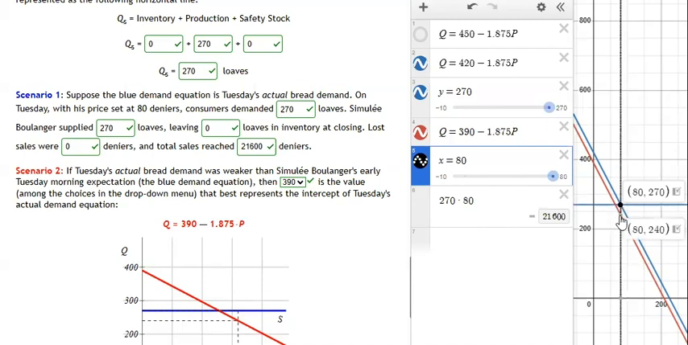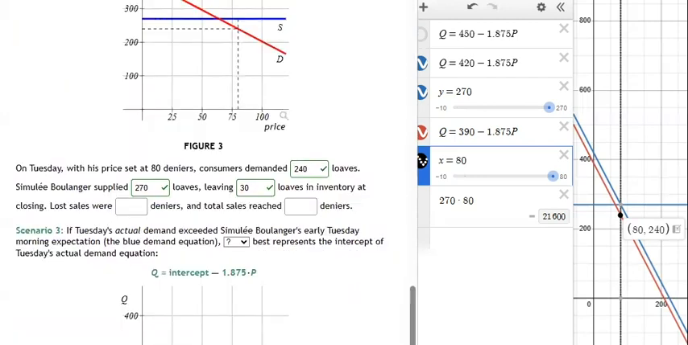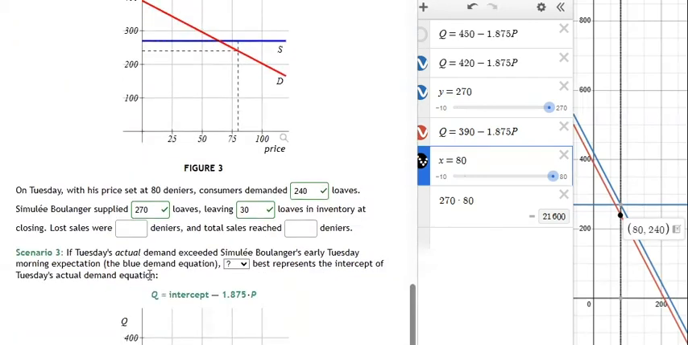Instead, with demand being weaker than he expected, at the price 80, which he posted on the store before opening the shop, at the price of 80, he only sells 240, but he supplied 270. So he supplies 270, leaving the difference in inventory. I'll press enter to make sure I got the answers correct so far. And I did. Now, he didn't run out of bread. He just has a bunch of bread left on the shelves.